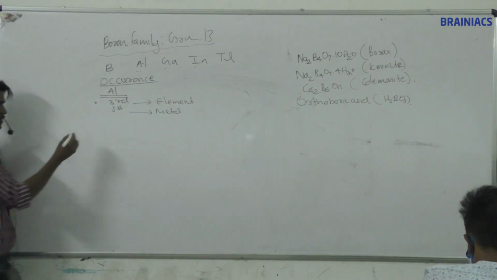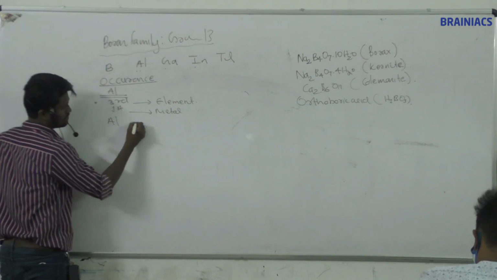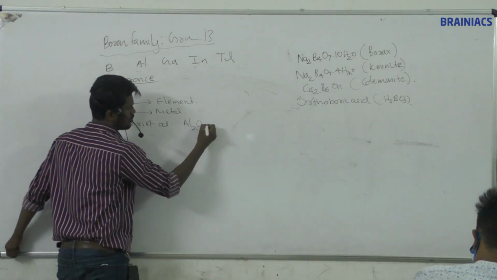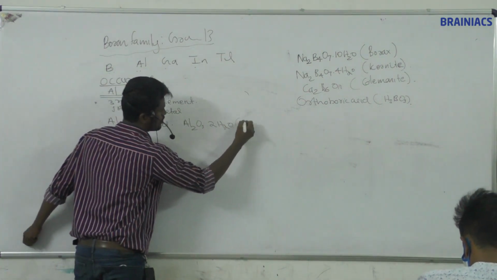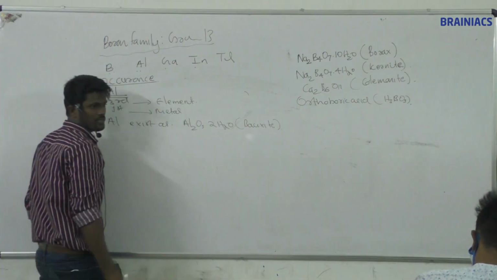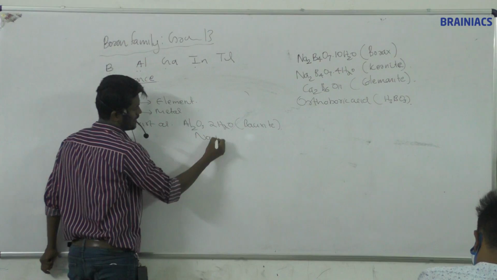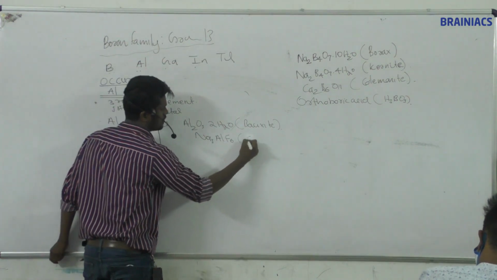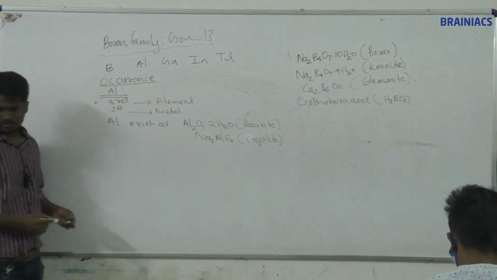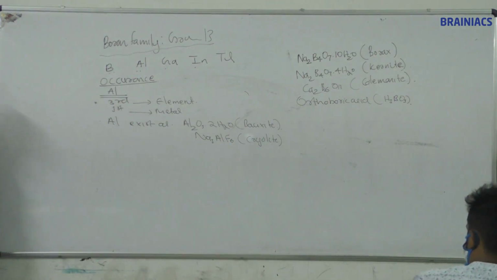Aluminium exists as Al2O3.2H2O. So the important compound of aluminium is bauxite. Next one is Na3AlF6, called cryolite. So these are the important compounds of aluminium, bauxite and cryolite.